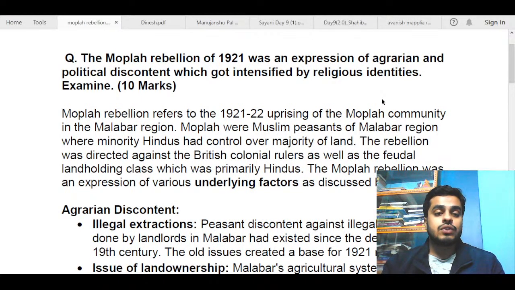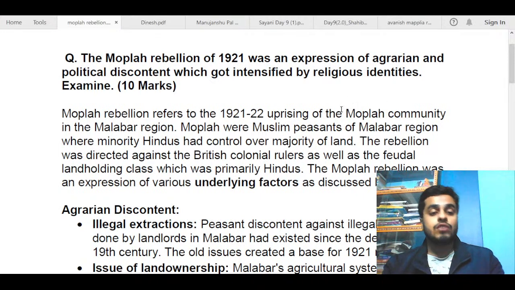Now let us move to the introduction, what we could have written in it. I have just talked about the region in which it started. The Moplah Rebellion refers to the 1921-22 uprising of the Moplah community in the Malabar region. The rebellion was also called the Moplah Rebellion, so you could have used that term also. What you could have done extra was draw a map on the side showing the Malabar region, which was affected by this rebellion.